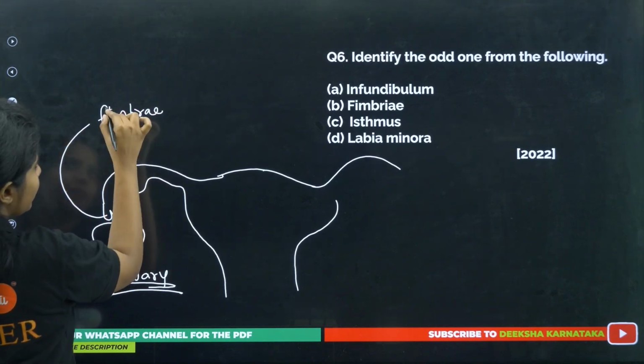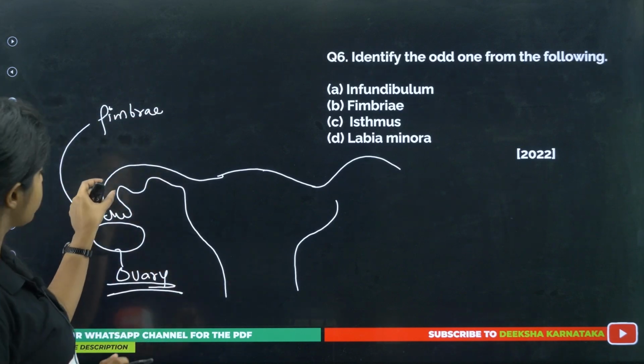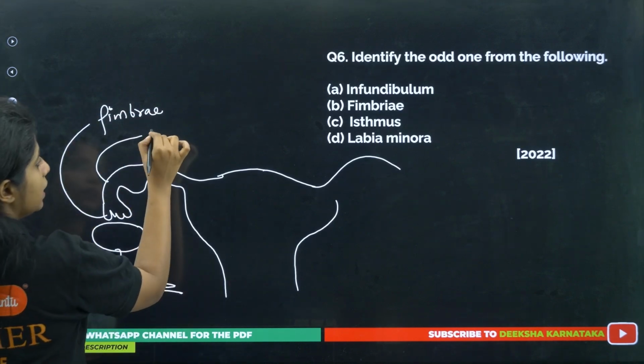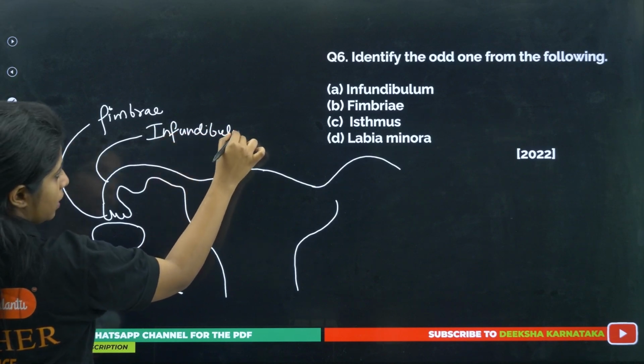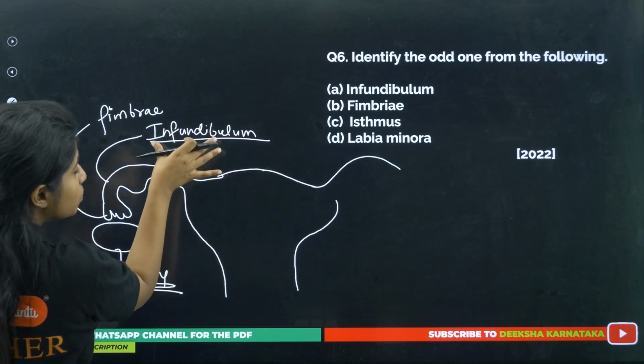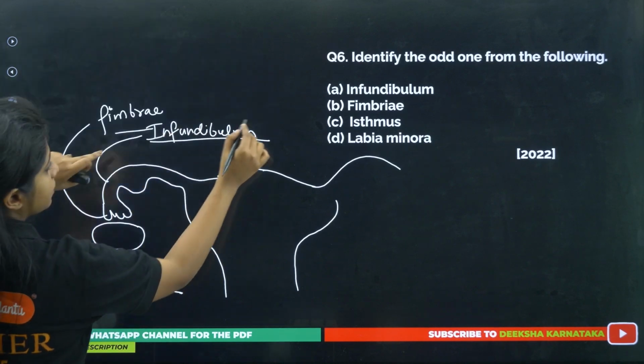Okay, fimbriae, you can remember like that. Now this fimbriae is a part of something which is known as infundibulum. So this becomes the first part actually. This is the first major part, and this major part has something which is known as fimbriae. Okay. So I'll write it first thing.